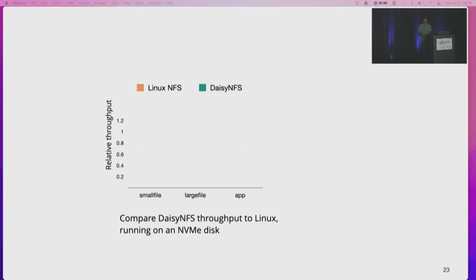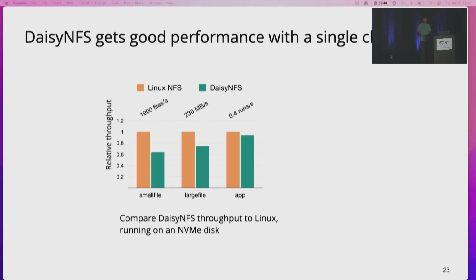First I'm going to show throughput numbers for all of these experiments. These results are normalized against Linux, so Linux always gets a 1. We find that DaisyNFS achieves good performance on these single client benchmarks, within 60% of Linux. The lower performance in this case is mostly due to less optimized use of the SSD. Linux has a pretty good I/O stack that takes better advantage of the SSD.